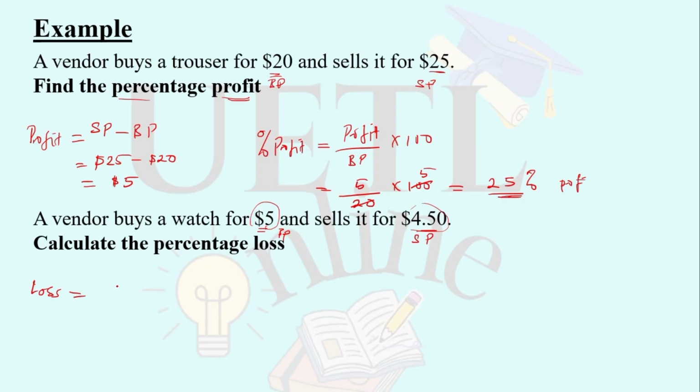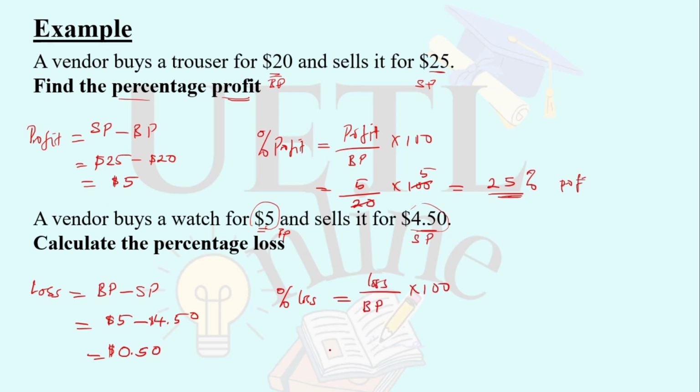So the loss is you just have to say the buying price minus the selling price. In this case, our buying price is $5, then our selling price is $4.50. So in this case, you're going to get $0.50 as our loss. Now we have successfully found our loss. Now our duty is to find our percentage loss. So how do you do that? Our percentage loss is equal to this loss over the buying price times 100.